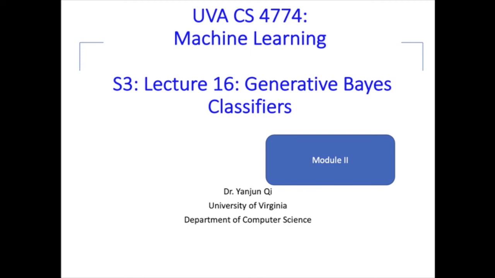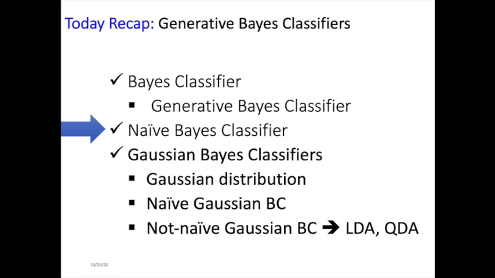All right, so this is in section 3, mostly machine learning for text or sequential type of data. This is the beginning lecture of section 3, lecture 16, generative Bayes classifier. We are in module 2. In this module, I will talk about the naive Bayes classifier. Next, I will reuse some of my last year's recording. All right, let's get started.